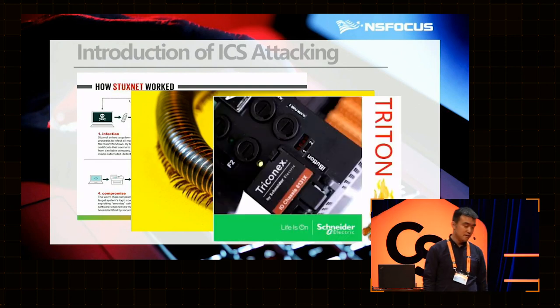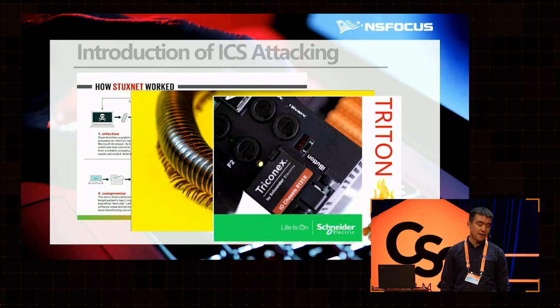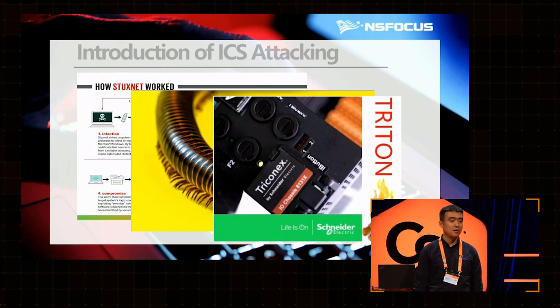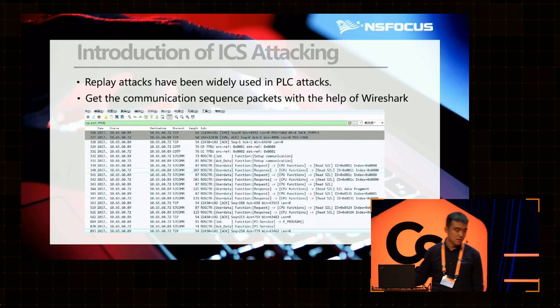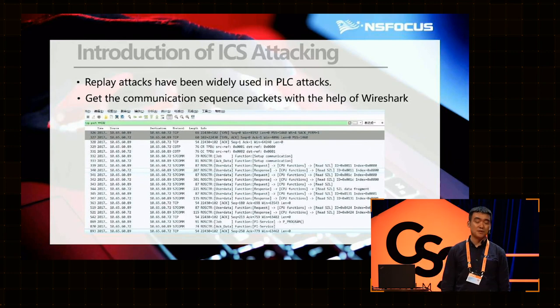And Triton, it is a real attack that happened last year at a petrochemical plant. We know that this attack used the TriStation protocol, which is not publicly documented. So there are many attacks based on the protocols. So how to use the protocols to attack ICS devices or IoT devices?